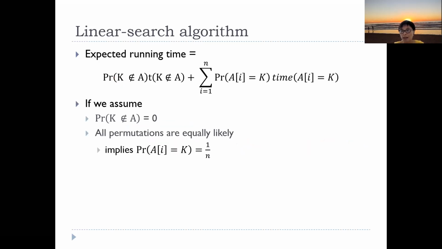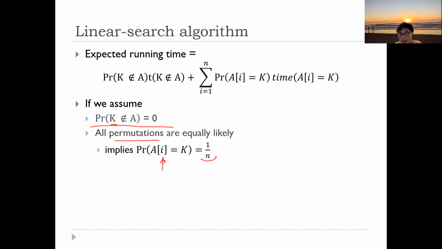Now I need a way to assume the probability for each of the cases. Let's assume a simple model. Let's assume that the key I'm looking for is definitely going to be in the array, so the probability that the key is not in the array is 0. Then let's assume that all permutations of the input are equally likely, which means that my key could, with equal chance, be at any position in the array. So you can think of your input as somewhat uniform.